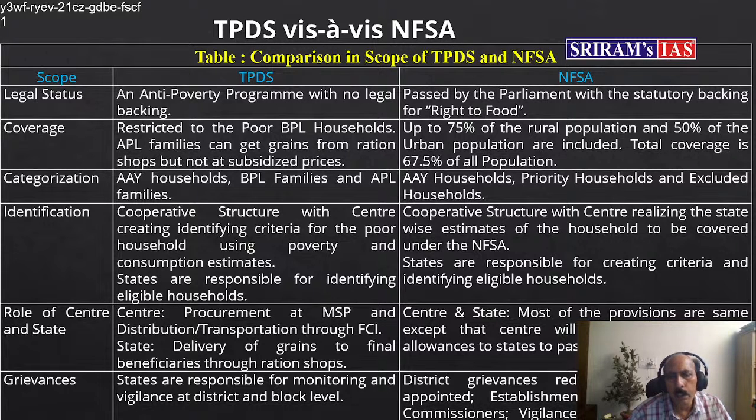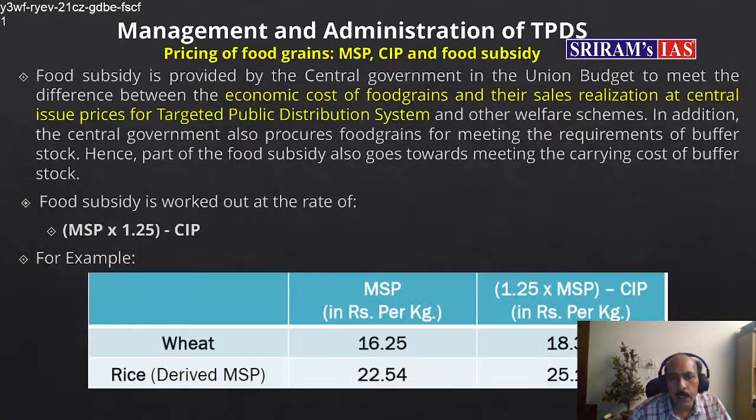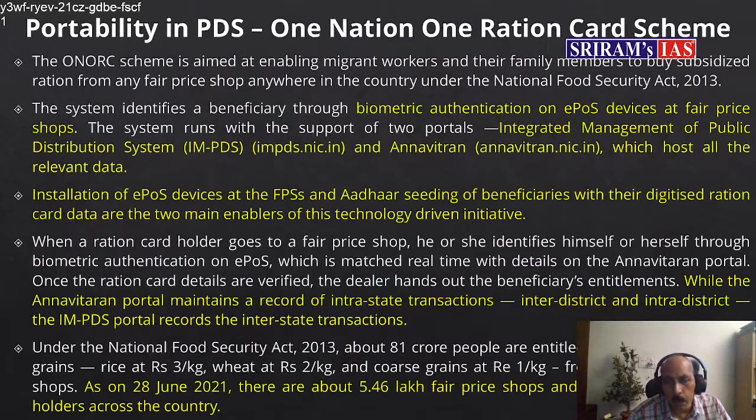Coverage has increased almost 2.5 times. Coverage has improved. Categories are reduced from three to two, and the role of the center and the states remain the same. The center is responsible for ensuring availability and affordability, and the state is responsible for ensuring accessibility and also identifying the targeted beneficiaries. So this is how we have been running the PDS system over a period of time.